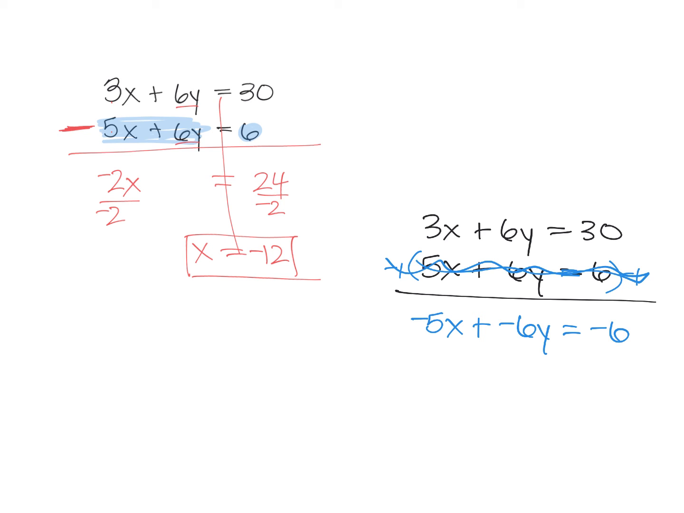Now, it's set up nicely to combine the two equations, or add the two equations, to eliminate the variables. Now, I definitely don't screw up my signs. So 3 plus negative 5 is negative 2x. The 6y's would cancel, and I would end up with 24 here, and I would solve it the same way.